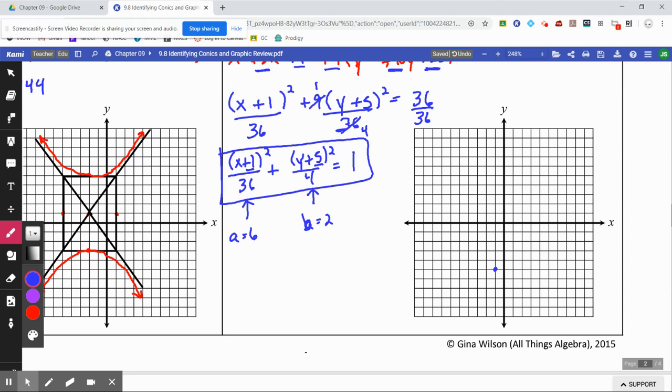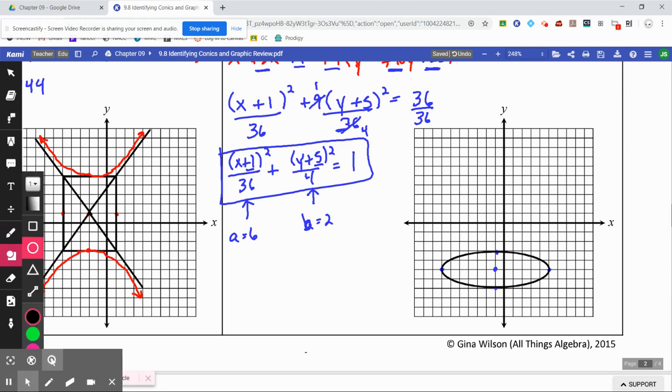So we're going to go right 1, 2, 3, 4, 5, 6. We're going to go left 1, 2, 3, 4, 5, 6. Our b value tells you how far up and down. So we're going to go up 2, and we're going to go down 2. And that's our vertices here and our co-vertices here of our ellipse. So now it's just connecting the dots, and then you have your ellipse. And there you go.